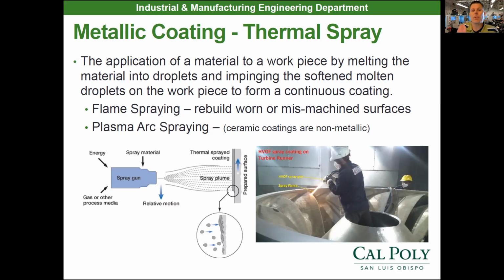And to do that, they use plasma arc spraying. So they're going to need to generate more energy than the flame can generate in order to melt the material. So they use a plasma arc to melt the ceramic material to add on the surface of the part. But it's called thermal spraying. So that's going to be basically a metallic coating, or it could be a ceramic coating.